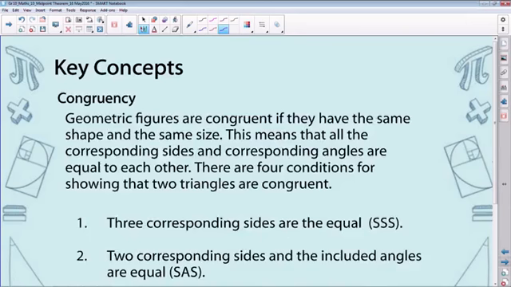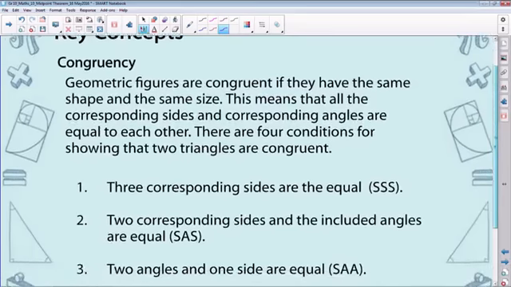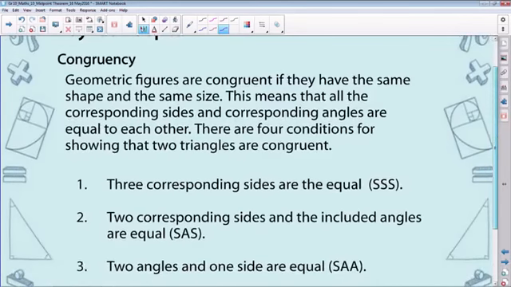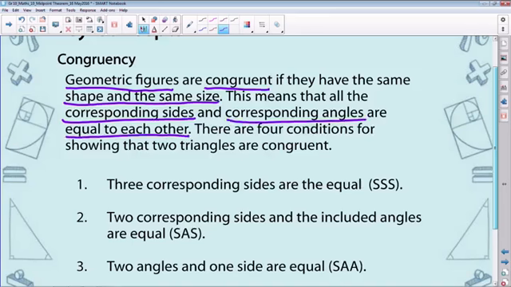I'm not going to read through all of those notes, but I do want to go through congruency again because we actually use it quite a lot. Geometric figures are congruent if they have the same shape and the same size. This means that the corresponding sides and corresponding angles are equal to each other. There are 4 conditions for showing that two triangles are congruent.